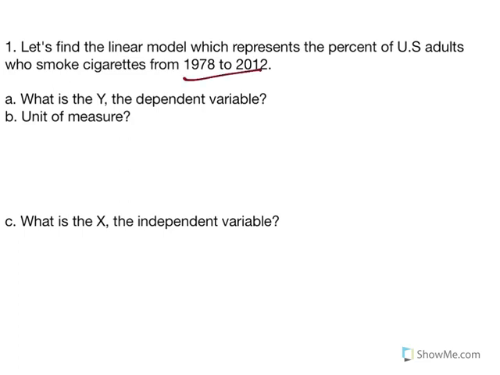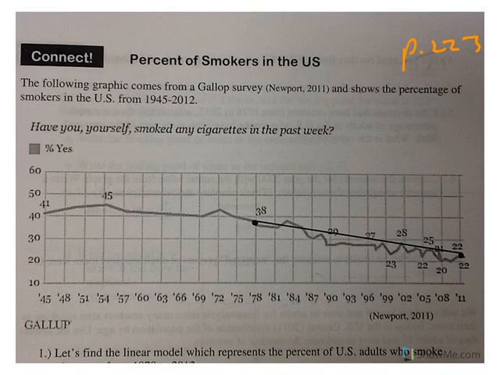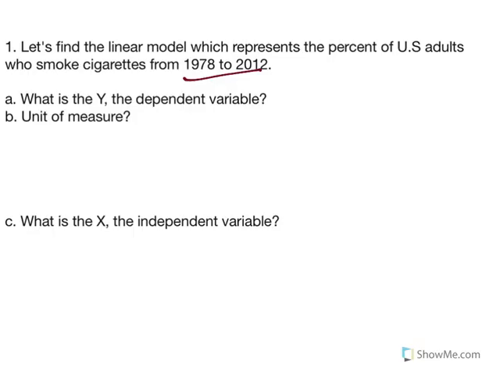Well, what is the y value? When thinking about x and y, if you go back to the graph, y is over here, and those are percents. X's are here, and those are years. So the y value would be the percent of smokers in the U.S.